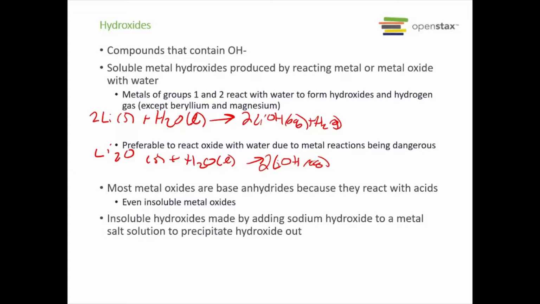Most metal oxides are actually base anhydrides, which is fairly obvious for metal hydroxides, but other metal oxides are insoluble and don't form hydroxides in water. They are still base anhydrides because they will still react with acids.